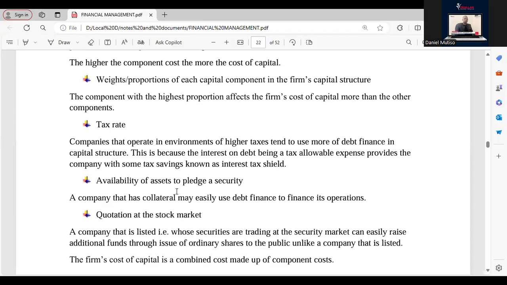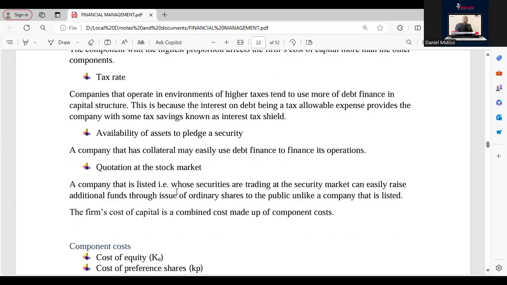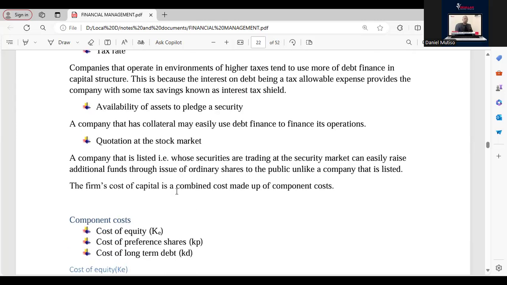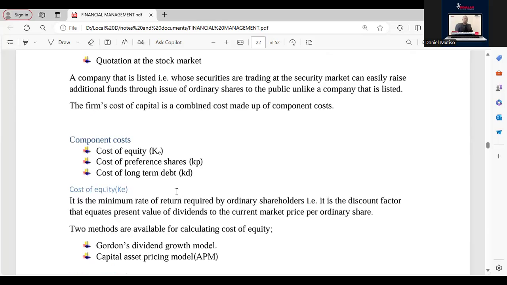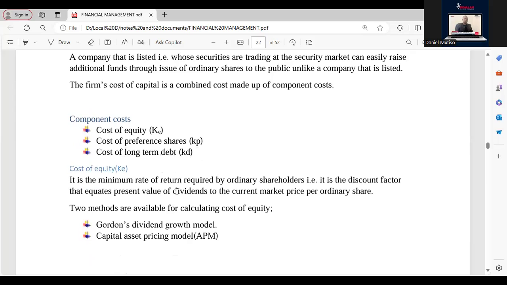Next, the availability of assets to pledge as security. A company that has collaterals may easily use debt finance to finance its operations. Then the quotation at the stock market: a company that is listed, whose securities trade on the securities market, can easily raise additional funds through the issue of ordinary shares to the public, unlike an unlisted company. So the firm's cost of capital is a combined cost of the three: the cost of equity, the cost of preference shares, and the cost of long-term debt, right?